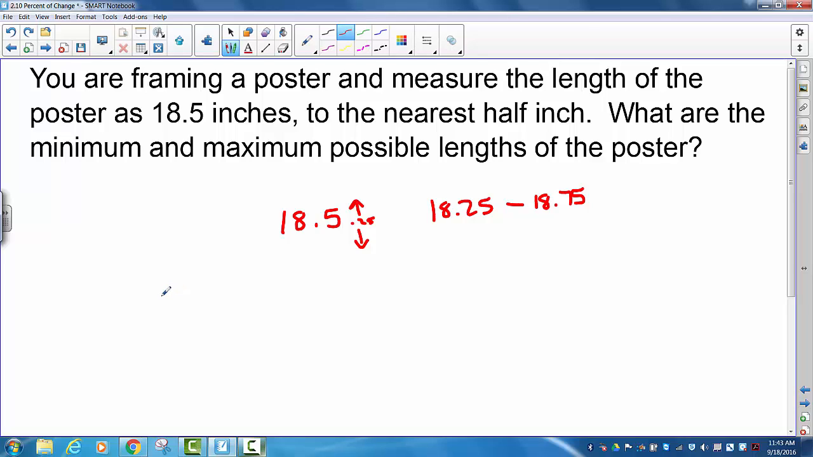Well, what if I told you that the distance between my house and your house was 5 miles? What would be the maximum and minimum possible distances between our houses? Well, I did it to the whole mile, so that means it could be anywhere from 4.5 miles all the way up to 5.5 miles.